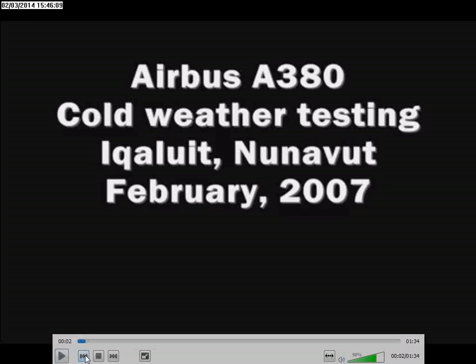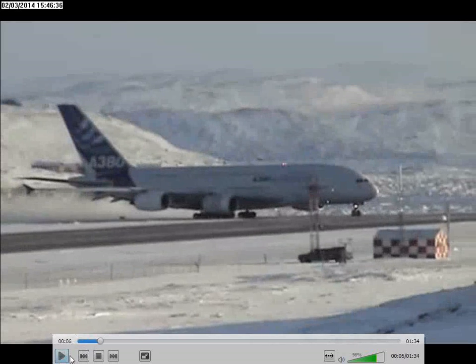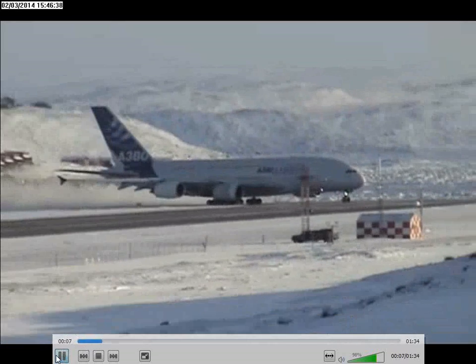This test basically shows how aircraft takeoff performance is in very cold weather conditions. This place is in Canada, the northernmost airport on the earth. The average temperature is very cold, and they're doing this test at that airport to show the cold weather performance of this aircraft. Anyway, at this point, the aircraft is moving very, very slowly.